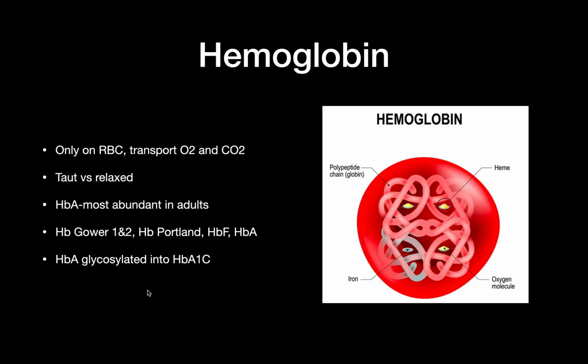And then what is useful about HbA is that in a clinical scenario, HbA can be glycosylated into HbA1c. HbA1c monitors your blood glucose levels over an average of 3 months. So it is dependent on the average plasma concentration of glucose, and it is used as a marker for blood glucose status in patients with diabetes.